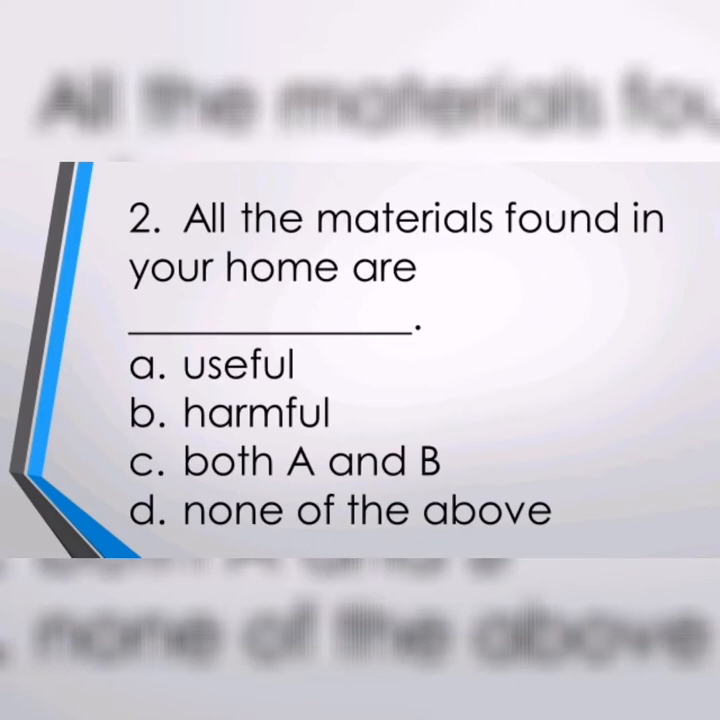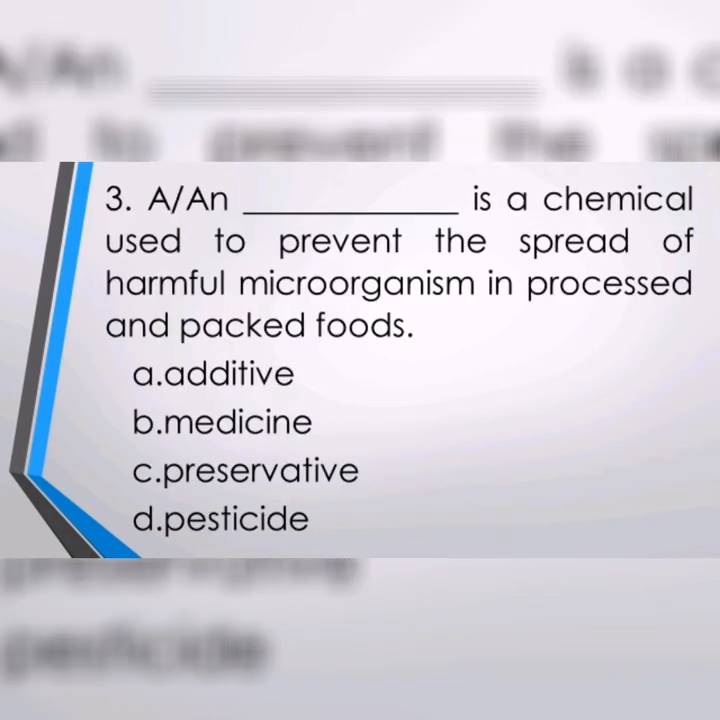Number 2. All the materials found in your home are blank. A. Useful. B. Harmful. C. Both A and B. D. None of the above. Number 3. A blank is a chemical used to prevent the spread of harmful microorganisms in processed and packed foods. A. Additive. B. Medicine. C. Preservative. D. Pesticide.